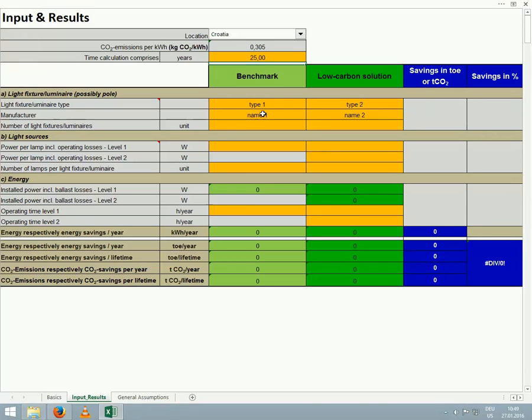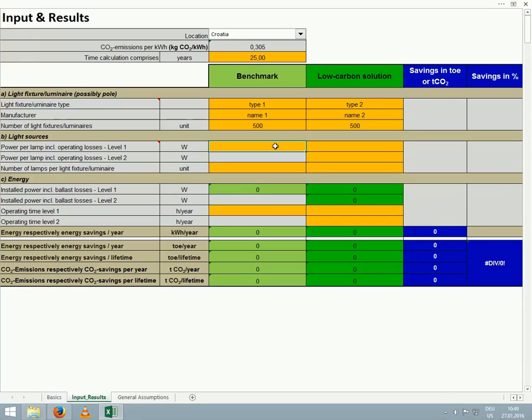Here we have the option to enter the type of light fixtures included in the benchmark and the low carbon solution, as well as the name of the manufacturer. This information might be useful for you to track, but it is not necessary for the operation of the calculator. Then we must enter the number of lights specified in our tender. For this example, we enter 500.